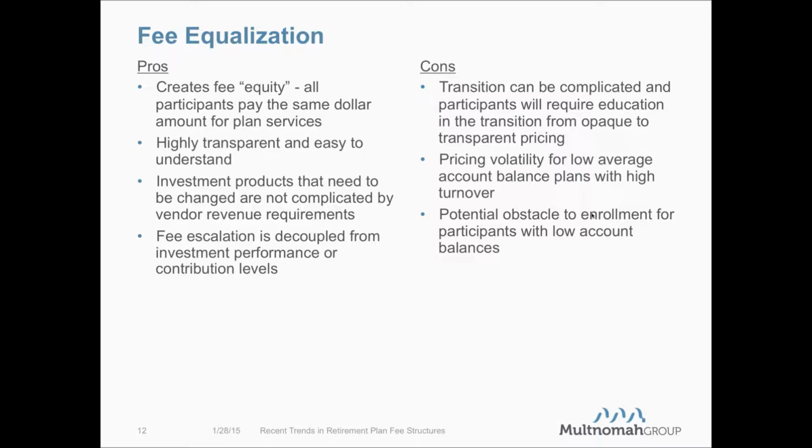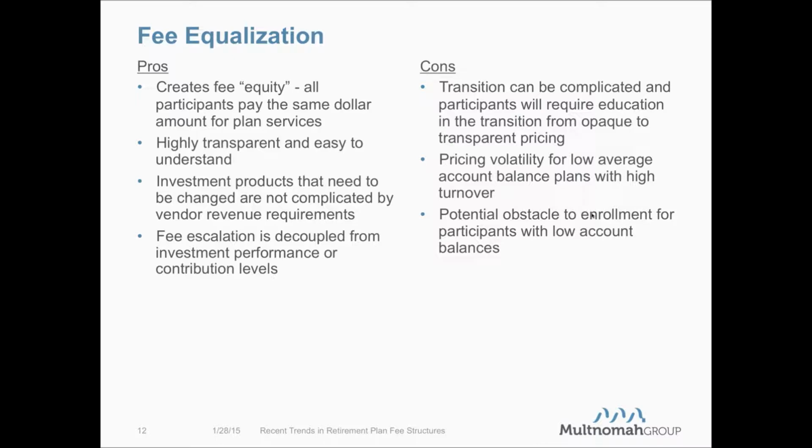Investment products that need to be changed or swapped out are, again, not complicated by these revenue vendor requirements that I talked about. So when Fund A needs to be replaced, you have the unlimited universe of available products to review as a substitute rather than those that may provide the requisite level of revenue sharing necessary.